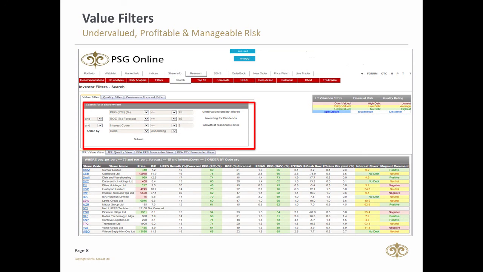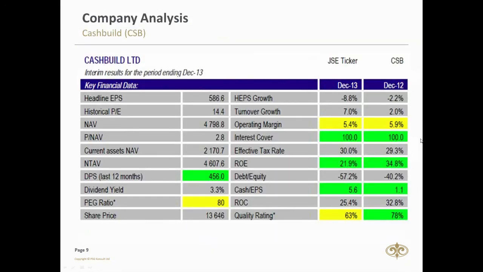And from there, if I click on, for example, Cashball and the share code, it'll take me through the company's analysis, and I'm looking at Cashball's share code CSB. There's a lot of information regarding the nature of the business, the prospects going forward. But here's a little table just to show you, comparing one period to the next. Obviously, this was December period, and these results came out in March.